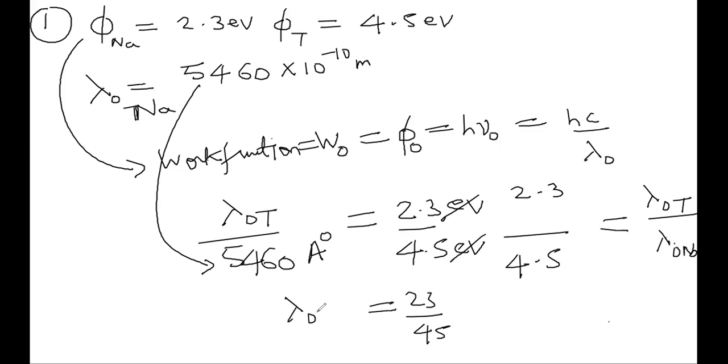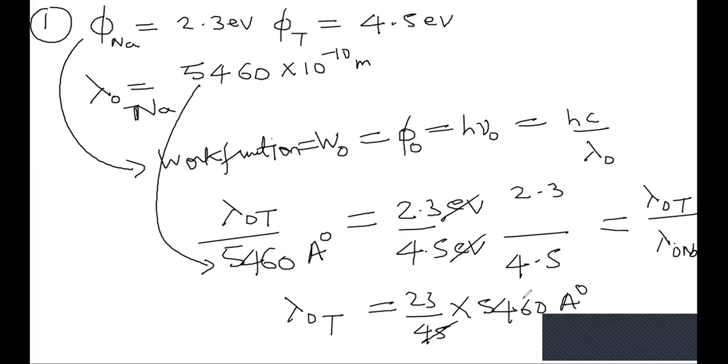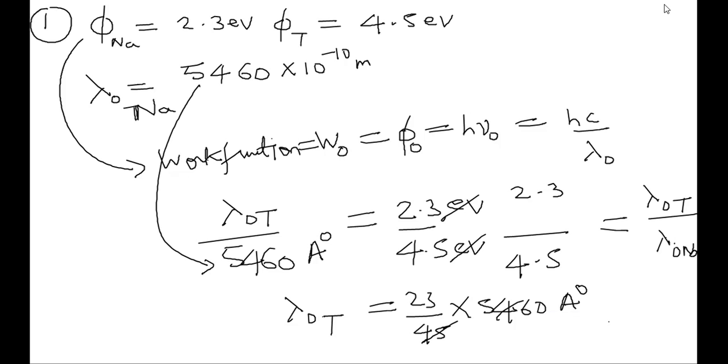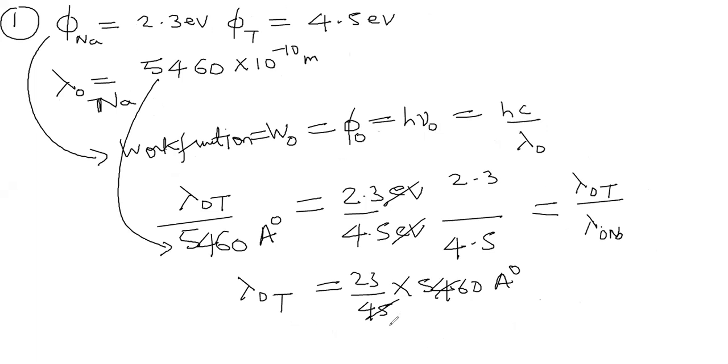So lambda naught of tungsten will be how much? This thing into this thing, multiplied by 5460 angstrom units. Then check this, which you know how to do. You just have to do the cancellation with 5 and all that. 5 nines are 5, how many are? You check that and solve it. Can you solve it now? Vishal.